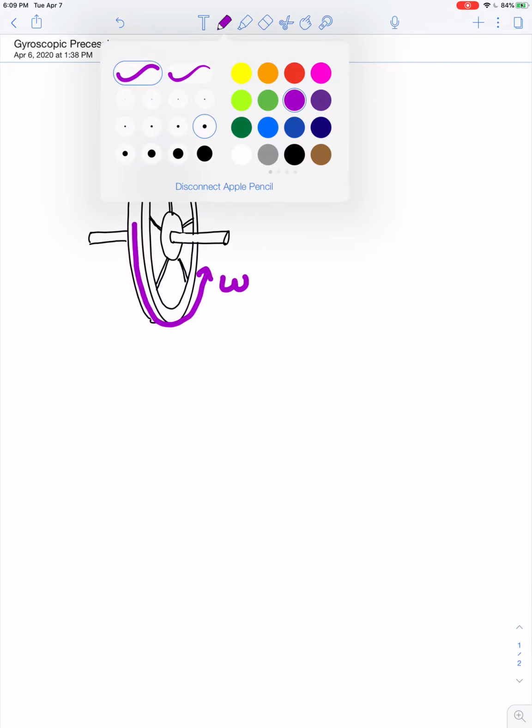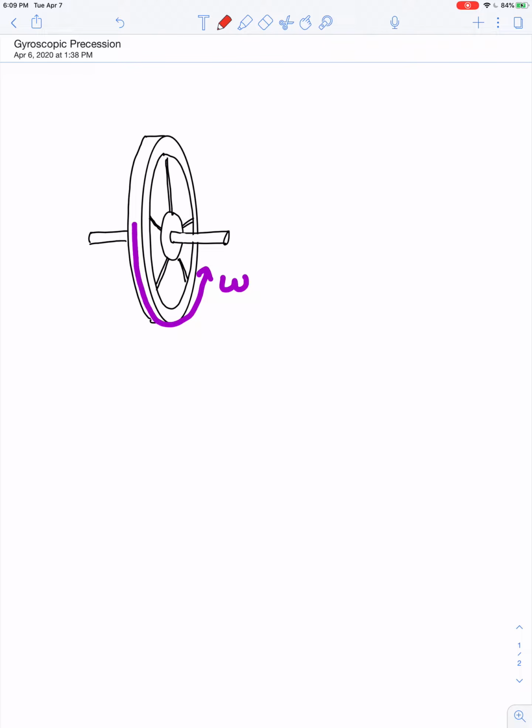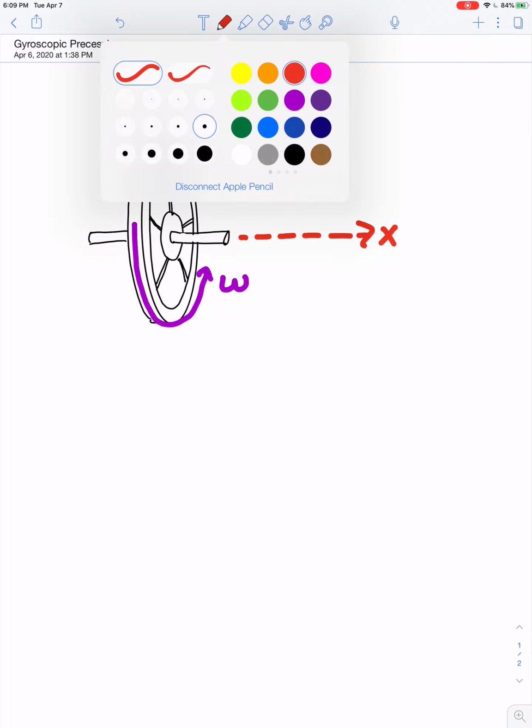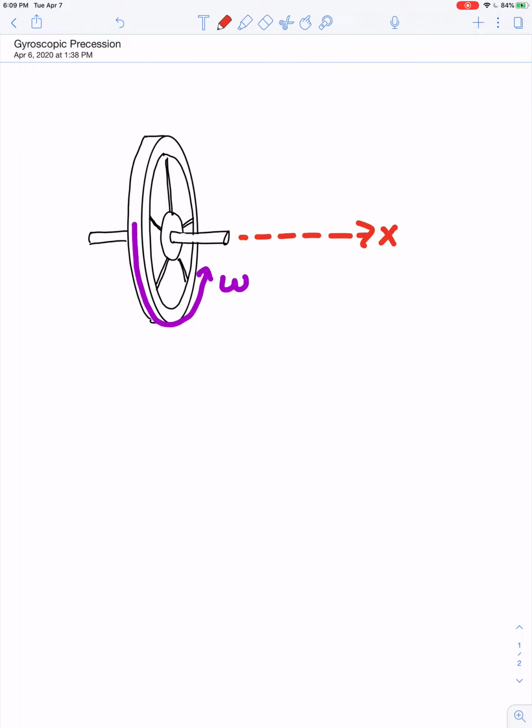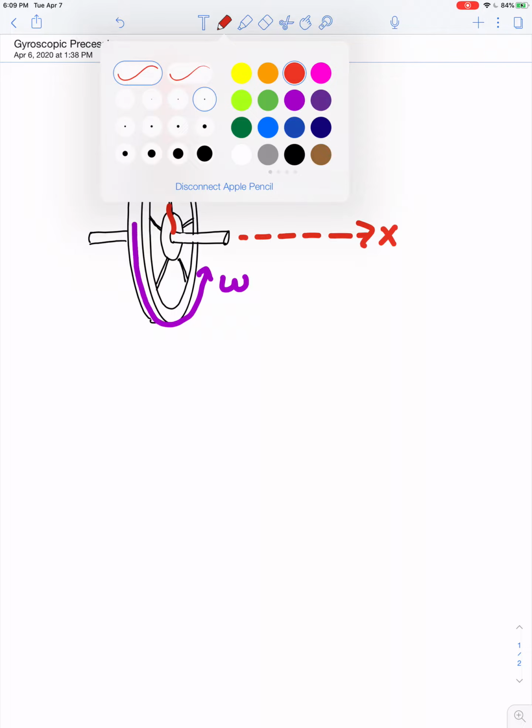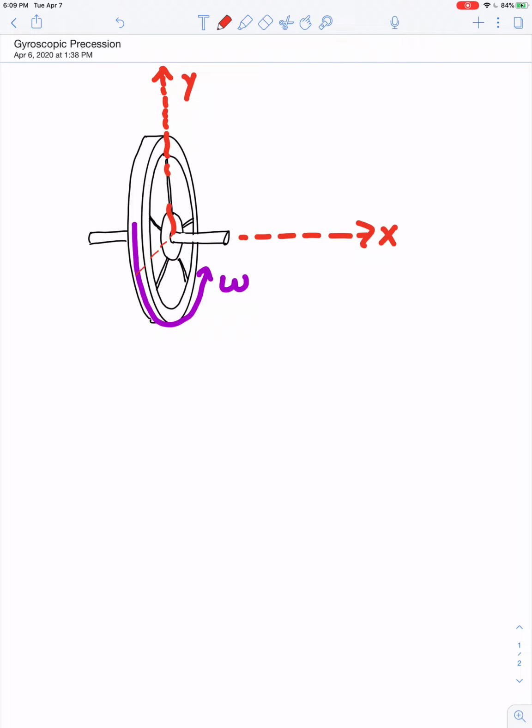Now let's make an XYZ axis for reference before we get too far in this conversation. Let's say the handle points along the x-axis. And then also in the plane of this page is the y-axis. So then the z-axis would be out of the page. Okay?